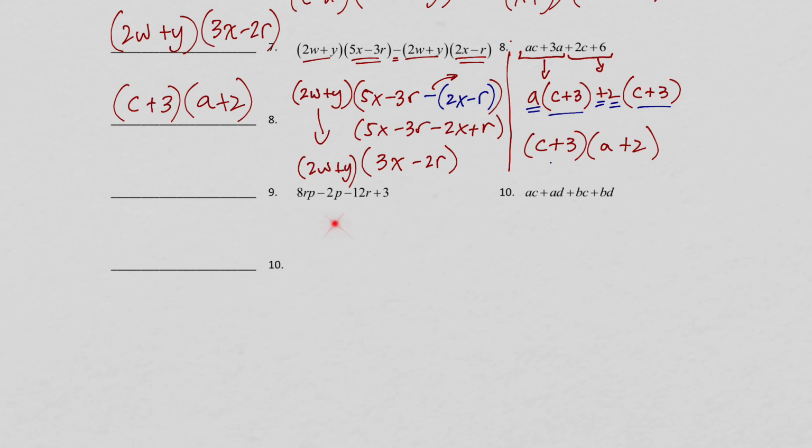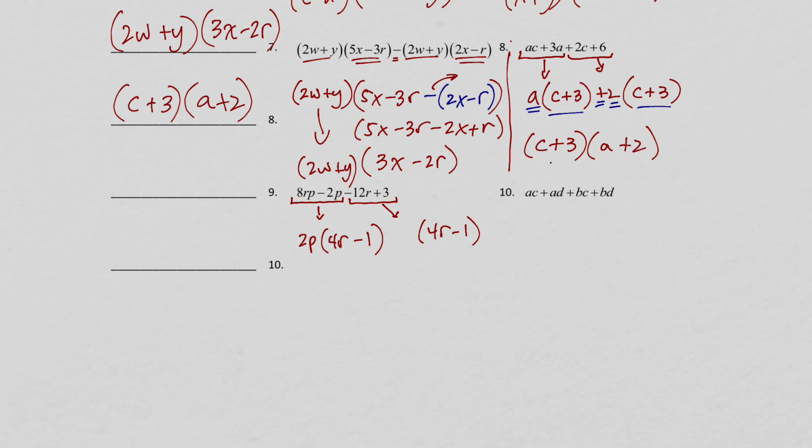Here I have four terms, so I know I'm going to factor by grouping. I'm going to start by trying to group these two together. And that means that there's a common 2p that can come out. And that leaves a 4r minus 1.